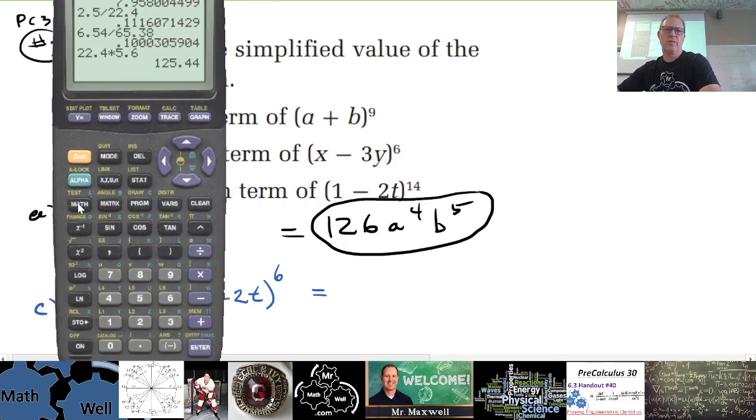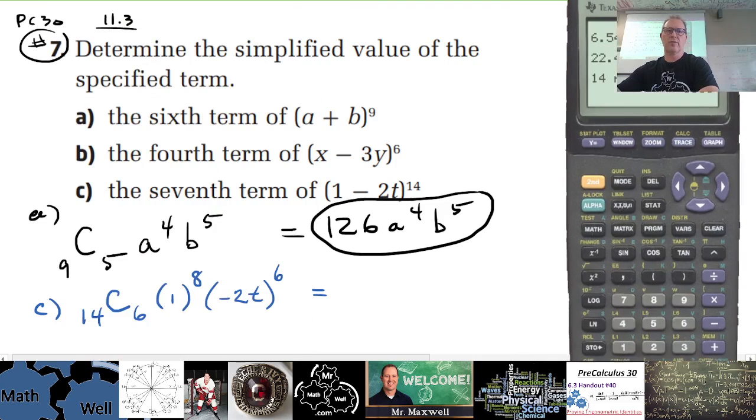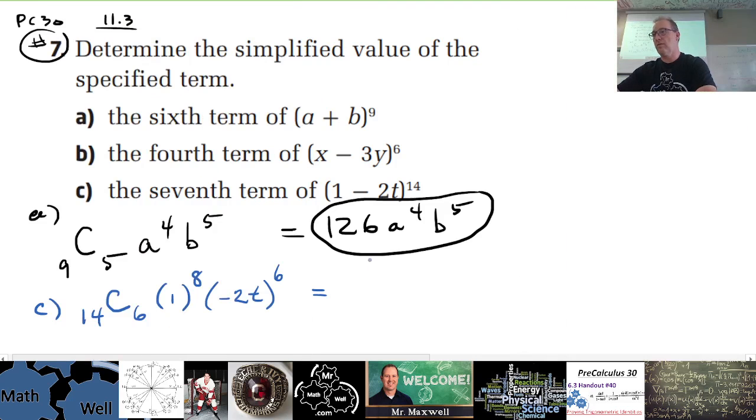Your calculator will be different than mine maybe, but I'd have to do 14, then go to math, and then over to probability, and then here nCr. 14 choose, what did I say, 6? 3003. It's a good thing we didn't have to make this many rows of the triangle, right? 3003. Times 1 to the power of 8 is just 1, so we don't have to worry about that.